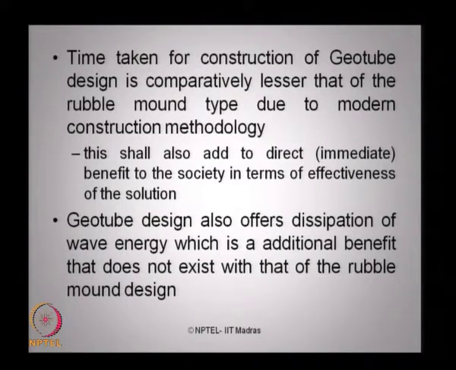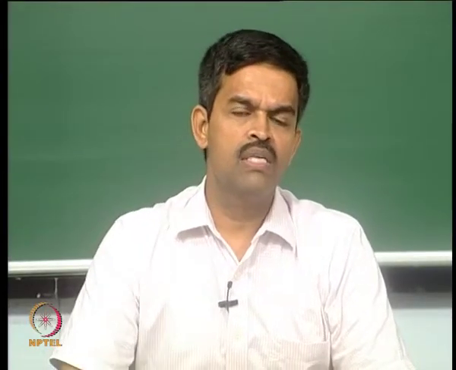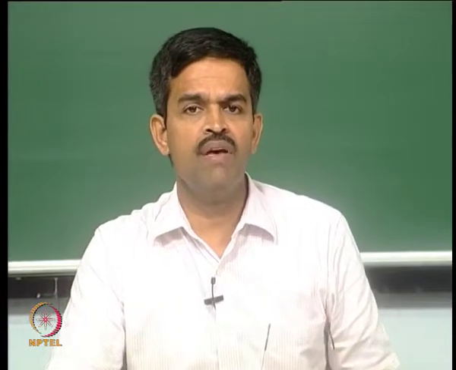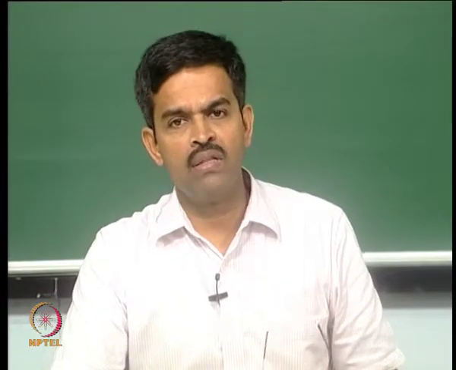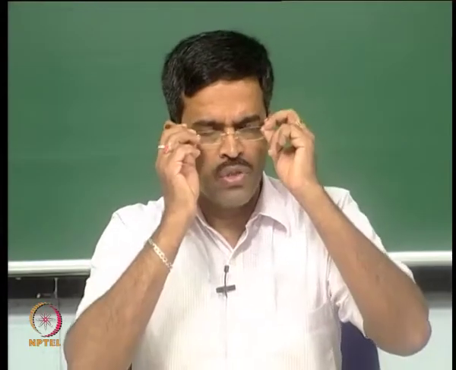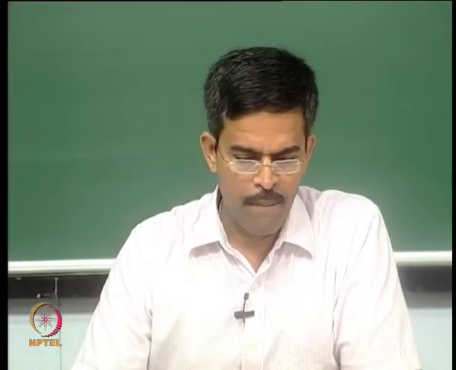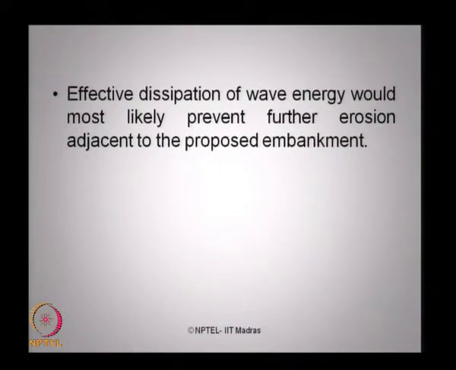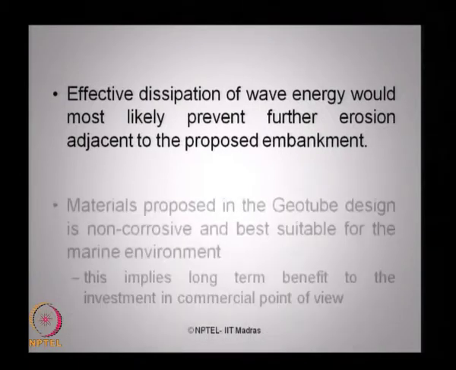The geotube design also offers dissipation of wave energy, which is an additional benefit derived because of the flexibility in the design. In the specific site of discussion, we believe that this is essentially important because the sea has been progressing into the land at a very fast rate. So, I need to have a mechanism in the embankment design which dissipates the wave energy effectively. Therefore, further erosion is either reduced or completely mitigated. The effective dissipation of wave energy would most likely prevent further erosion adjacent to the proposed embankment.